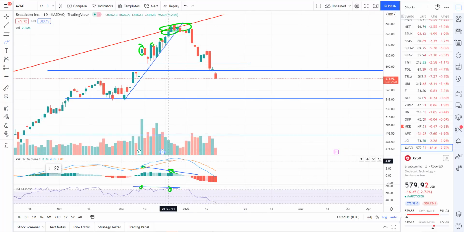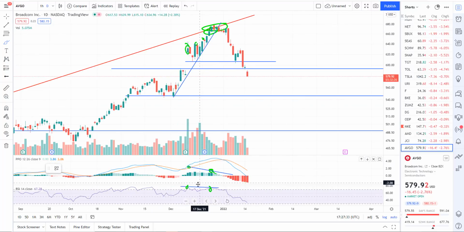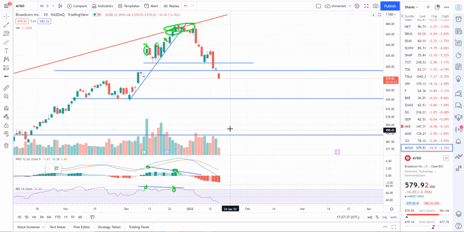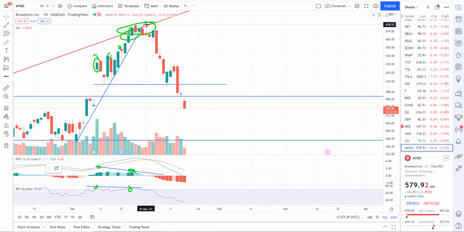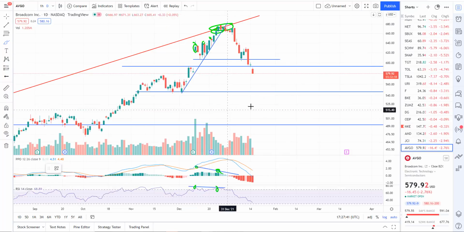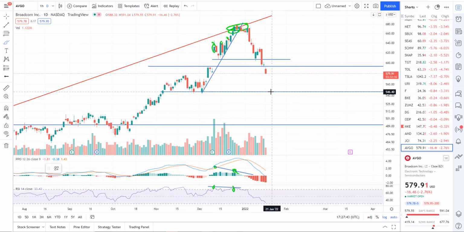We didn't have negative divergence on the PPO on the daily, but it was there on the hourly, and we did have it on the daily on the RSI. So, good enough for me. Right into resistance, and down she goes. Next level of support you can see is right down here at 546.50, we'll call it.